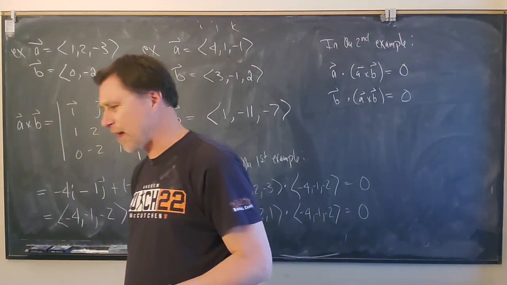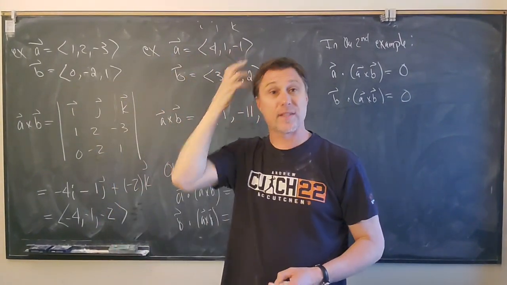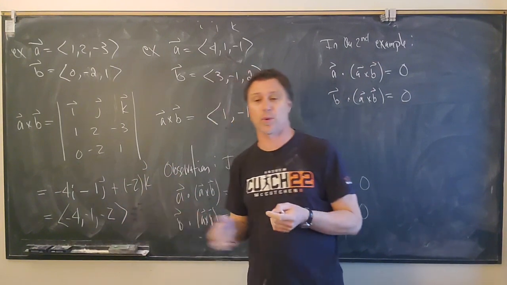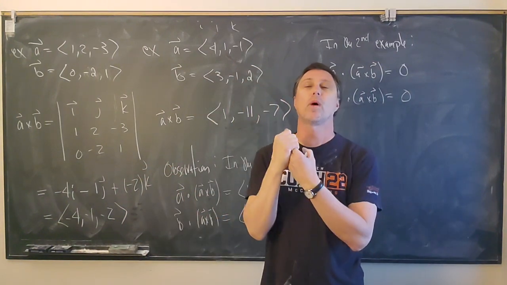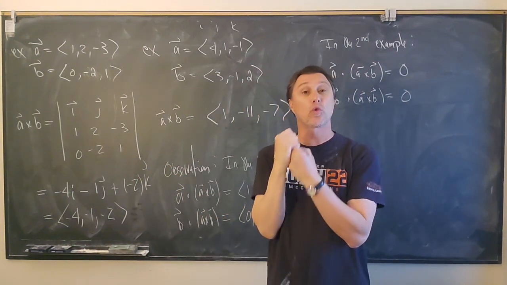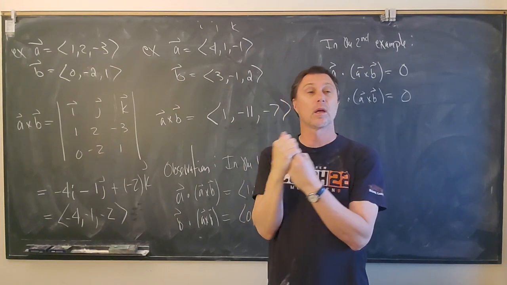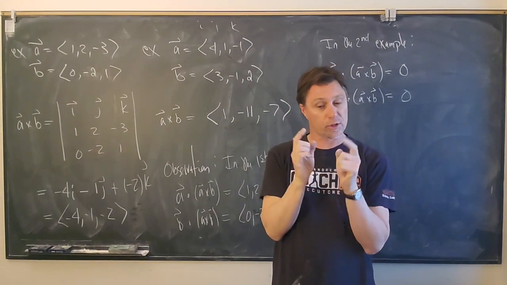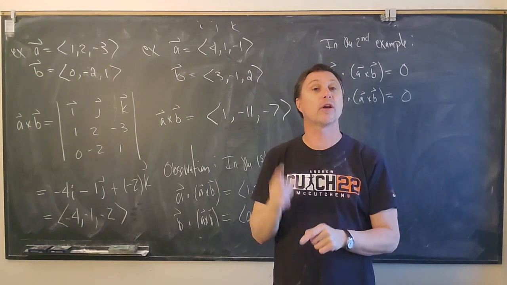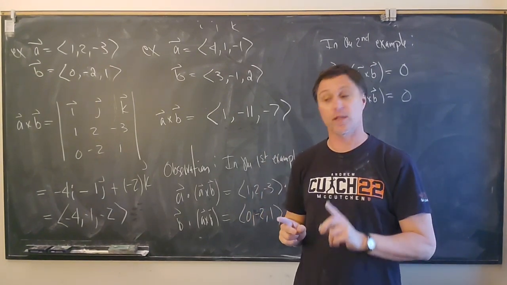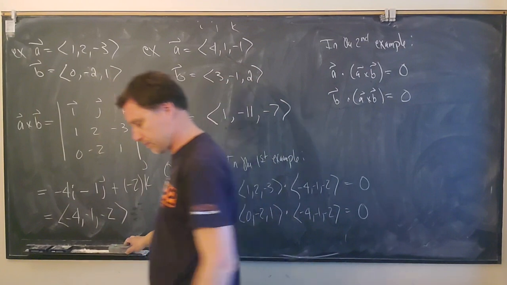All right? We have this complicated looking formula for this thing called the cross product. Why do we have this formula? What is the whole reason for doing this? The cross product creates a new vector. You start off with two vectors and it creates a new vector that is orthogonal to both of the ones that you started with. That's the point.